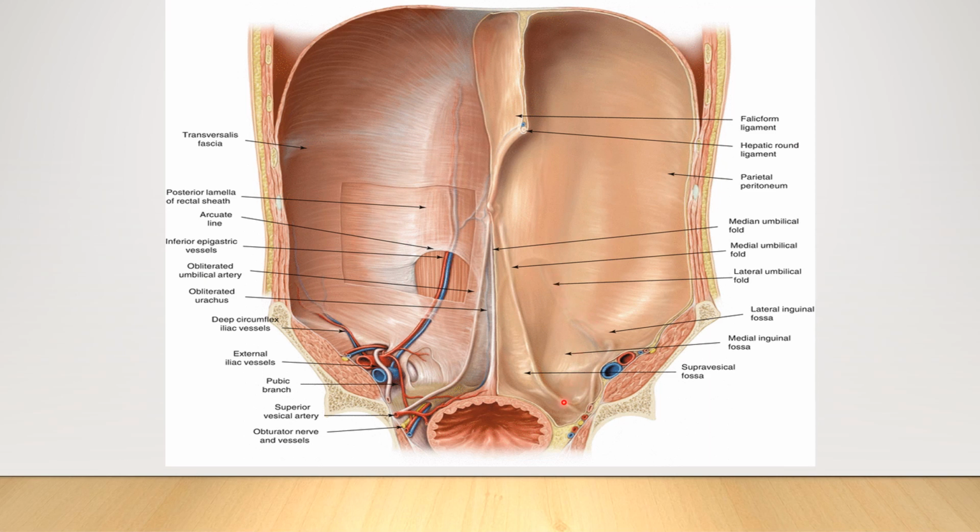And the fossa present between the median umbilical fold and the medial umbilical fold is known as the supravesical fossa, and the fossa present between the medial umbilical fold and the lateral umbilical fold is known as the medial inguinal fossa, that is also known as the inguinal triangle or Hesselbach's triangle, and the fossa lateral to this lateral umbilical fold is known as the lateral inguinal fossa. And if you see at the supraumbilical level, the peritoneal fold you see in the medial plane is the falciform ligament. So this is the falciform ligament.